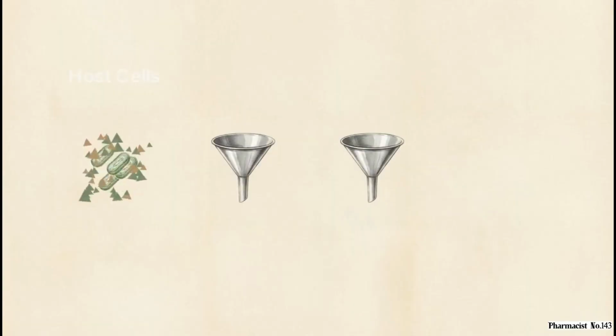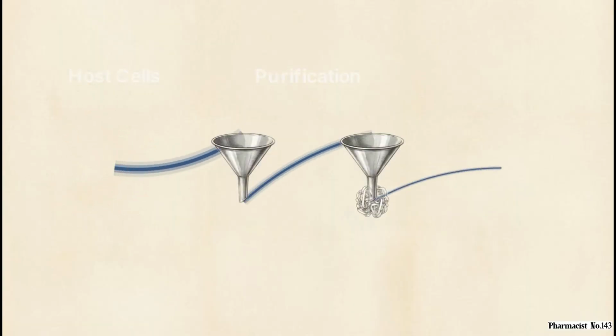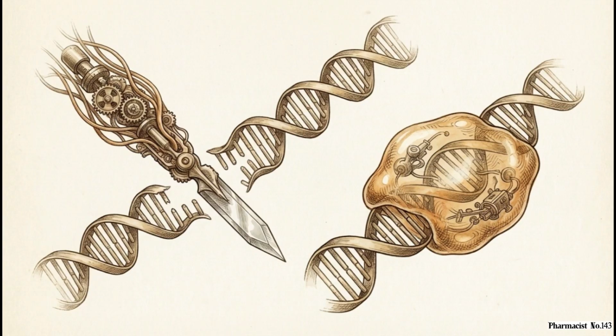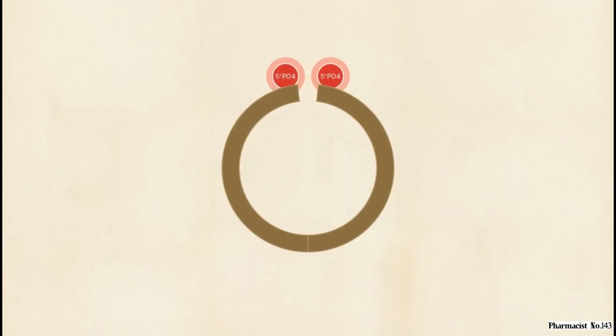The final phase is downstream processing, where the human protein is chemically isolated and purified from the bacterial host cells. The success of this factory depends on the precision of type II restriction enzymes and the stability of the bonds formed by DNA ligase. Without the removal of 5' phosphates by alkaline phosphatase, the vector and insert could never integrate.